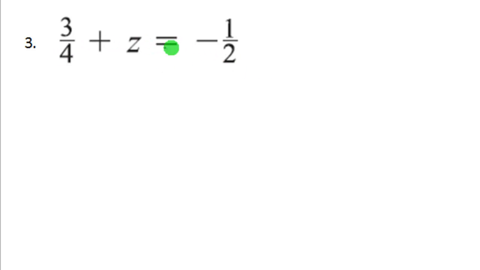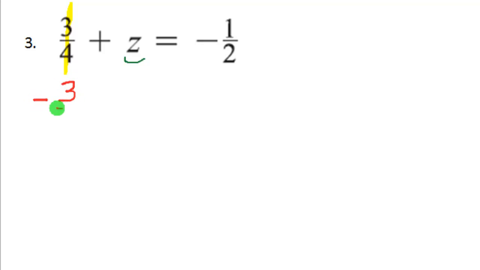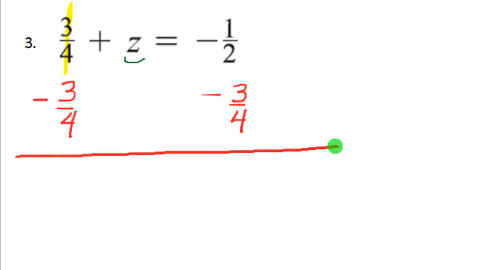Okay, this equation has fractions in it, but don't let that scare you. We do the same thing. We need to isolate z. We're going to add a negative 3/4. So we're adding the opposite of positive 3/4. We add negative 3/4 to both sides of the equation. And that's because we want to get a 0 on the left so that we're left with just z. And whatever we do to one side of the equation by the addition property of equality, we must do to the other. Okay? So here we get z.